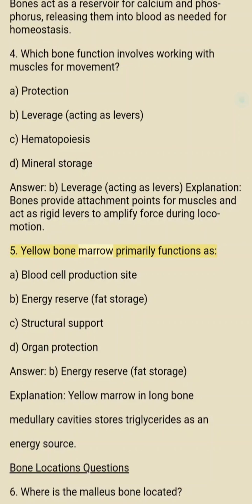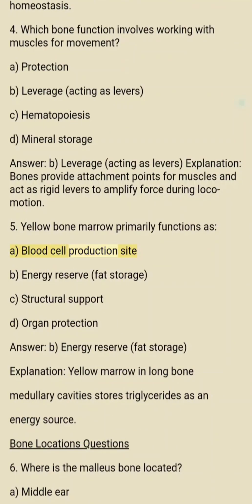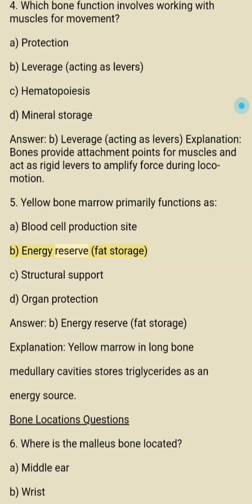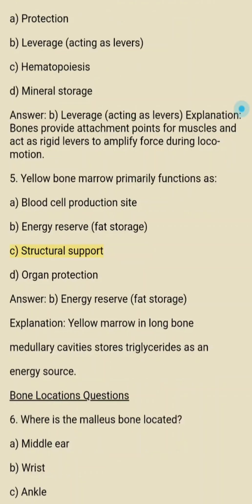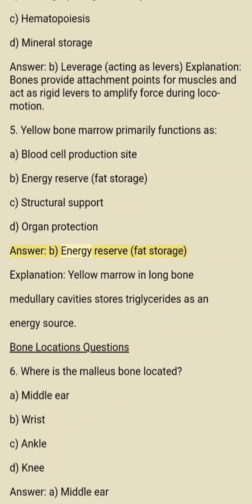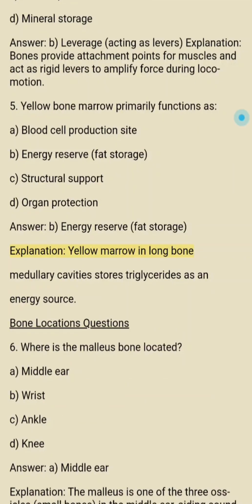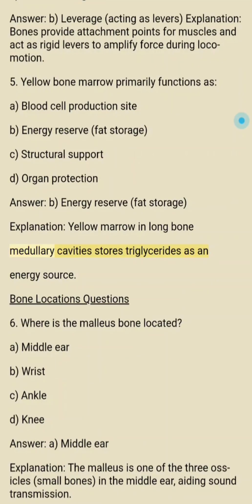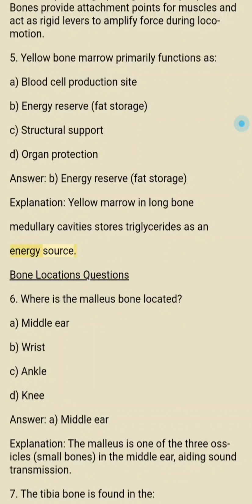5. Yellow bone marrow primarily functions as A. Blood cell production site. B. Energy reserve, fat storage. C. Structural support. D. Organ protection. Answer. B. Energy reserve, fat storage. Explanation. Yellow marrow in long bone medullary cavities stores triglycerides as an energy source.